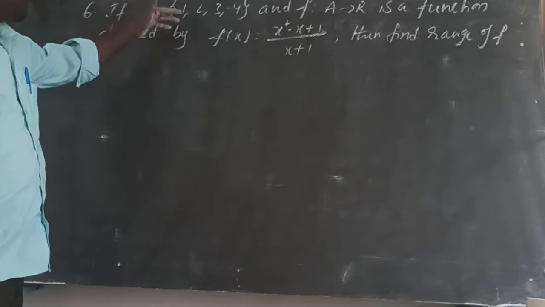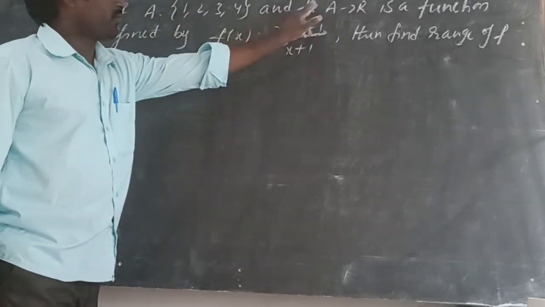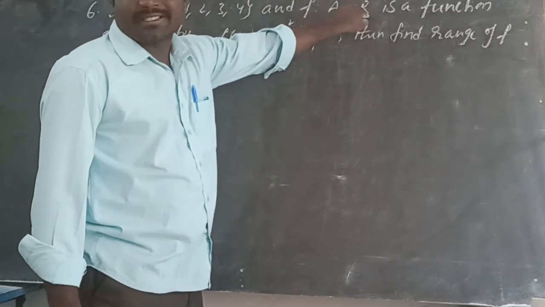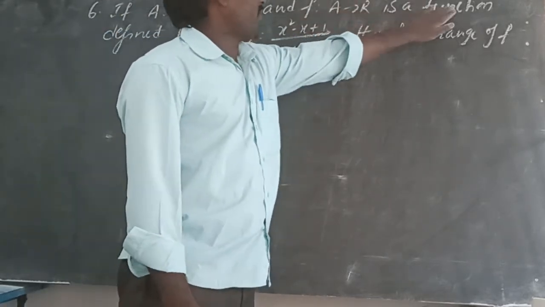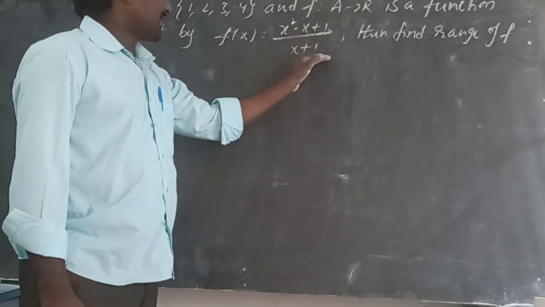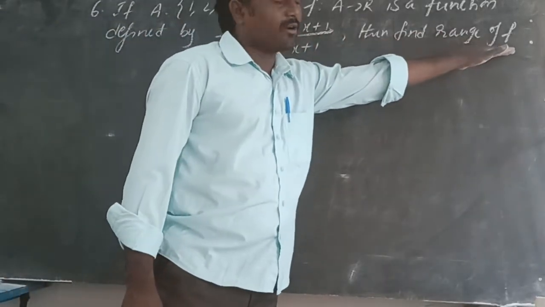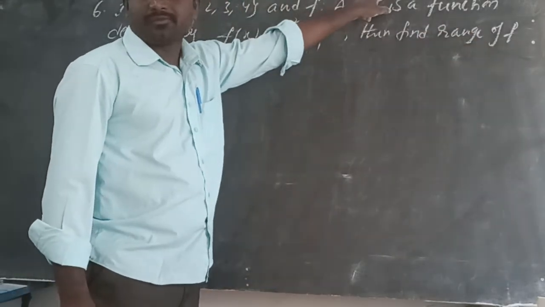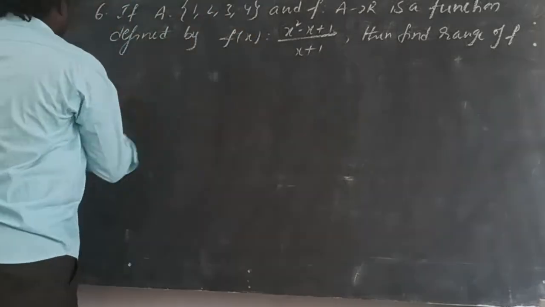If f is equal 1, 2, 3, 4 and f from A to R, domain is A, codomain is real numbers. Okay, is a function defined by f of x is equal to x square minus x plus 1 by x plus 1. Then find the range of the f. Okay, they are asking that real number, codomain.